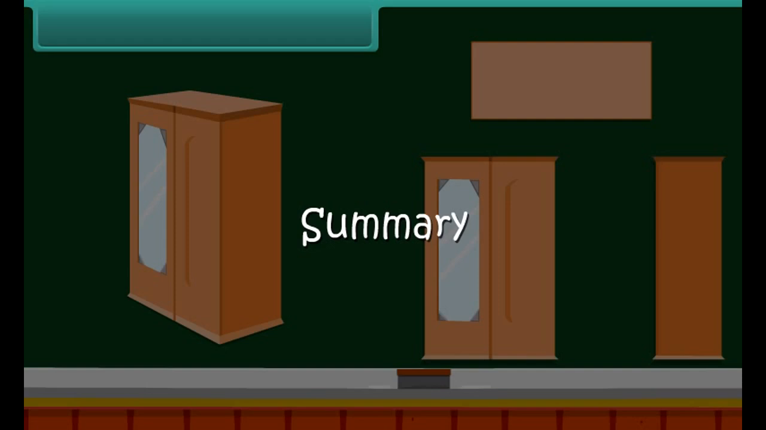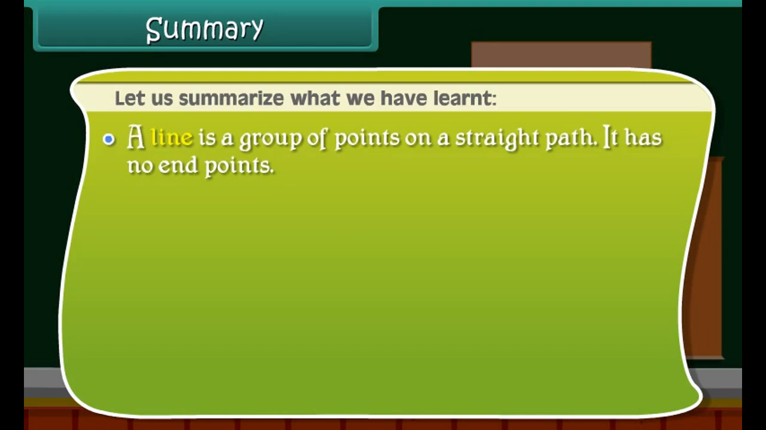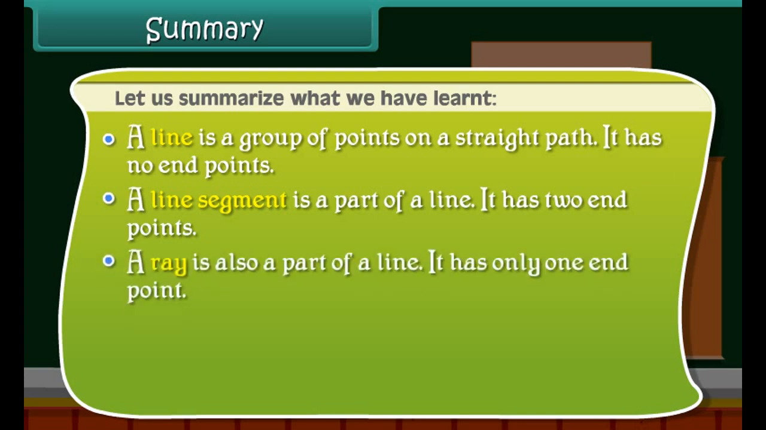Summary. Let us summarize what we have learned. A line is a group of points on a straight path. It has no endpoints. A line segment is a part of a line. It has two endpoints. A ray is also a part of a line. It has only one endpoint.